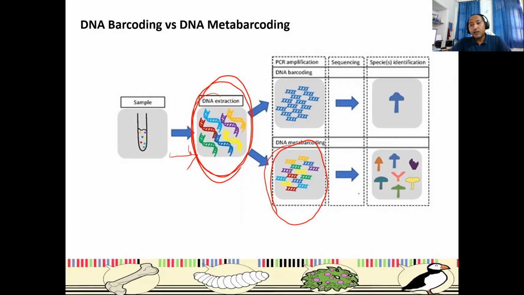Then based on the sequence, you will perform BLAST, or you will perform phylogenetic analysis. You will construct phylogenetic trees, and individual species may be identified. So this is known as metabarcoding. And in case of DNA barcoding, it is a pure sample. The DNA is from one organism only, and it can be identified easily. In metabarcoding, it is a mixed sample, and you will get several sequences, and based on those sequences, the organism can be identified.